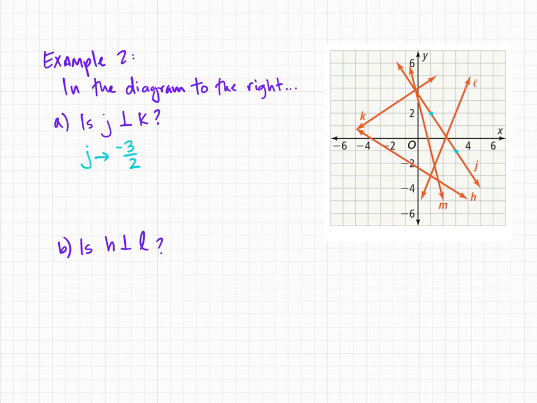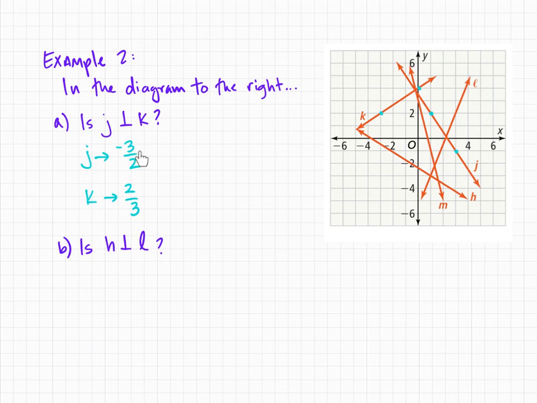Well, we have to find a couple points on K. I'm going to label a couple points that I think show the line going through the grid lines on my graph. I notice that this one is a positive slope because it's going upwards as it moves from left to right. So now I'm just going to do rise over run. To get from here to here, I go up 2 and then to the right 3. So for K, my slope is 2 over 3.